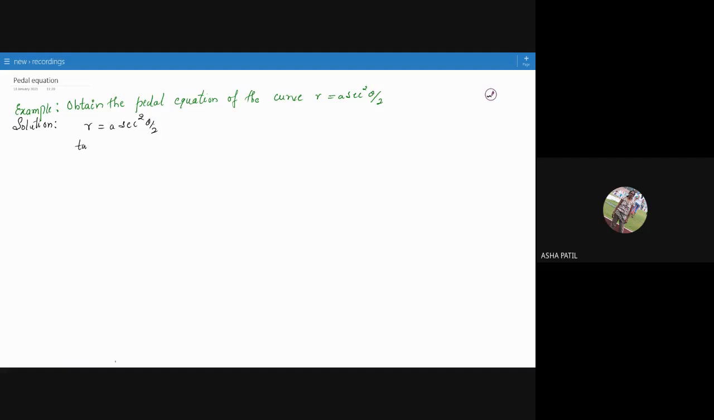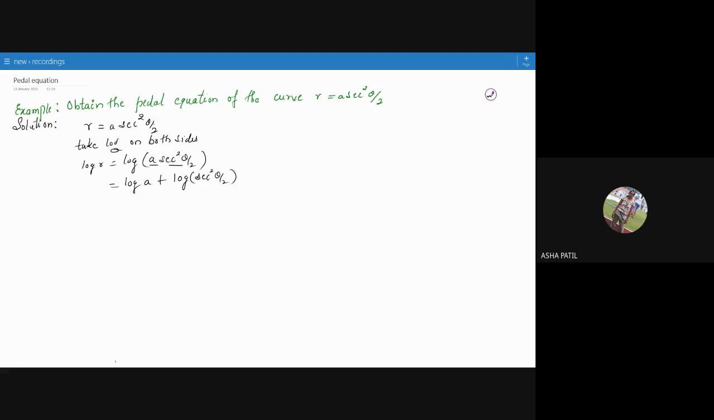Now let us take log on both sides so that we can differentiate this easily. We have log r is equal to log of a secant square theta by 2. Now this is in the form of log a into b. We can write it as log a plus log b. So we'll take log a plus log of secant square theta by 2.